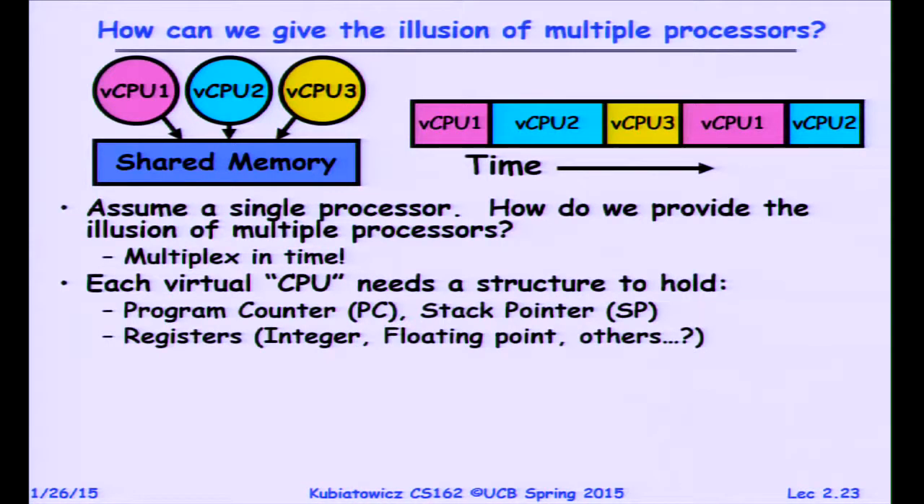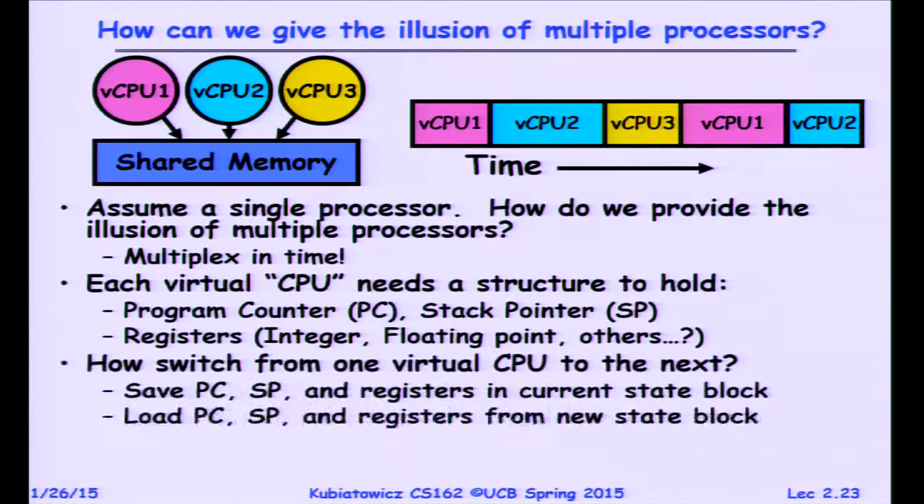Each virtual CPU clearly needs a structure kept by the operating system, holding things like its current program counter, its current stack pointer, its register values, and so on, so that the operating system can swap these pieces of data in and out to give us the illusion that we have more than one processor. How do we switch from one virtual CPU to another? We take the current one that's running, save the PC, stack pointer, and registers in some state block somewhere, load the PC, stack pointer, and registers from a different state block, and go. Now we've stopped running pink and started running blue, then stop running blue and start running pink, yellow, and so on. Okay?